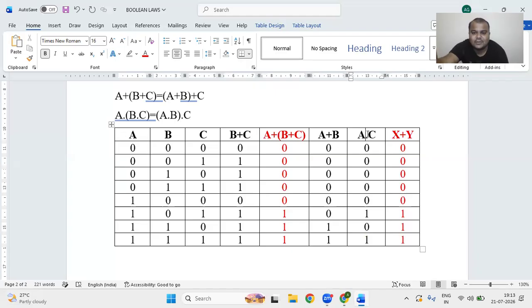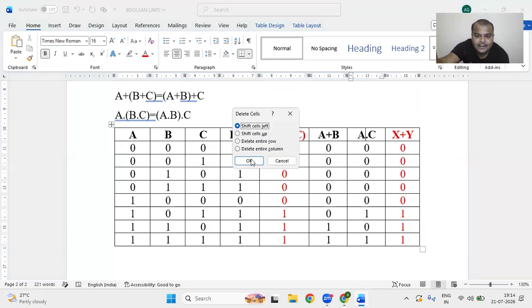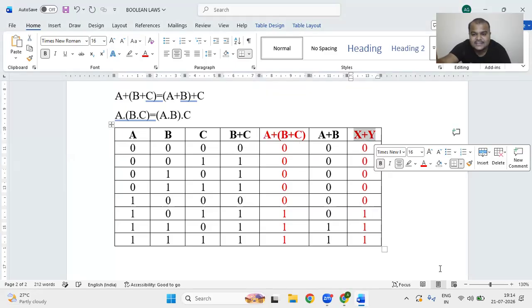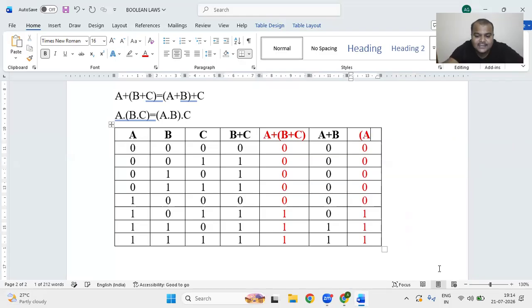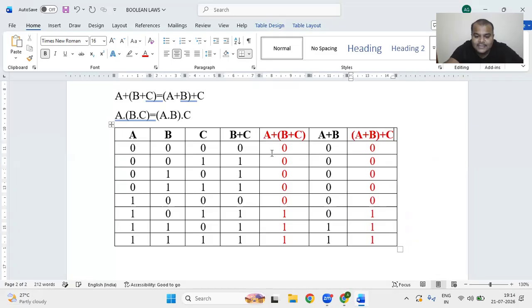Directly that value you can add with the C, right? This column I can delete, the entire column. This value you have to add with C. So what is this one? A plus B and plus C, right? This value you can delete, and this value you can delete. Now you see the difference, how the associative law works. So B plus C, this value is also you have to add, right? B plus C.